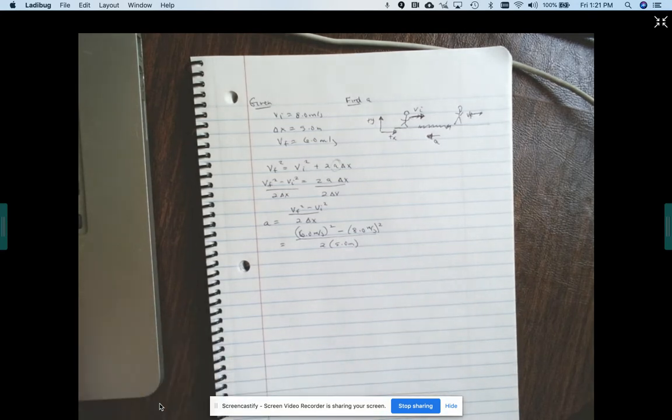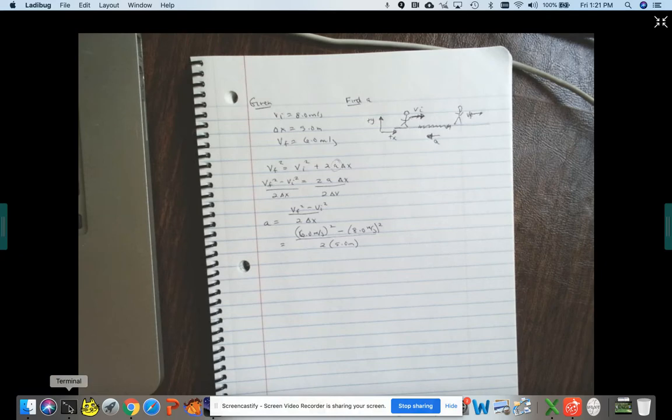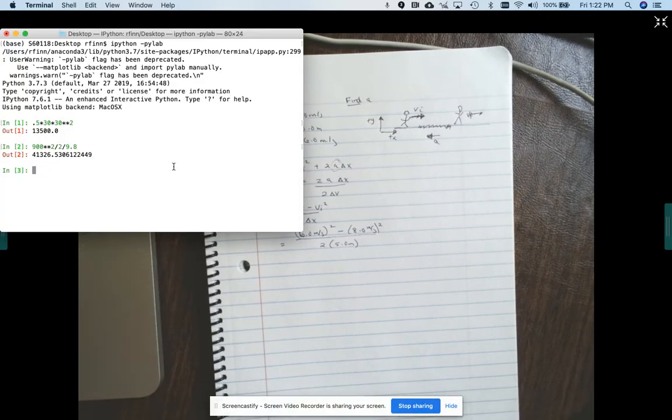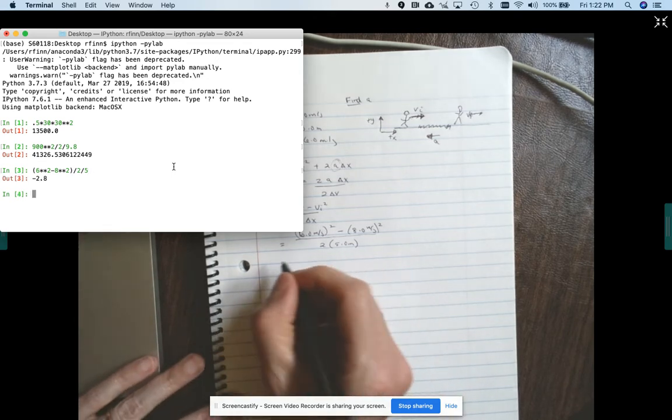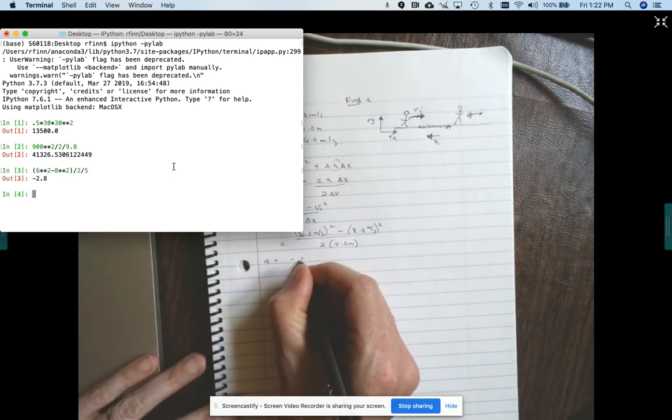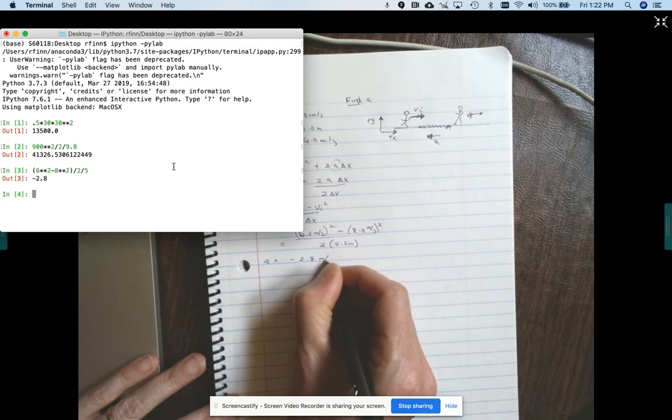Okay, so we'll break out our Python calculator. I just have an IPython window running, so I have 6 squared minus 8 squared, and I'm dividing by 2 and then divided by 5 again. I get an acceleration of negative 2.8 meters per second squared.